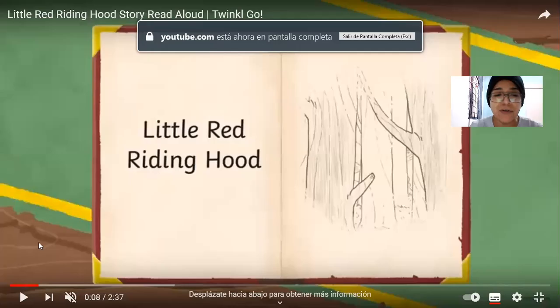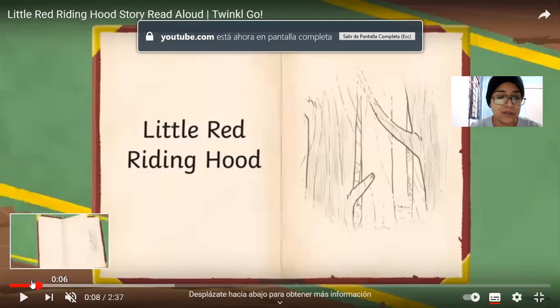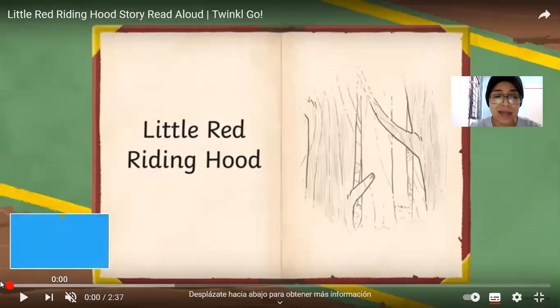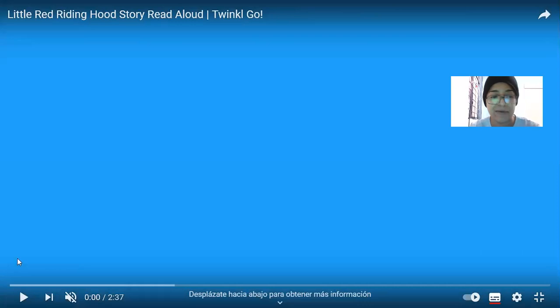Let's check. Little Red Riding Hood. Ese es el nombre de la historia. Once upon a time. Ay, déjame lo regreso. Ok. Ready? 1, 2, 3, and go.